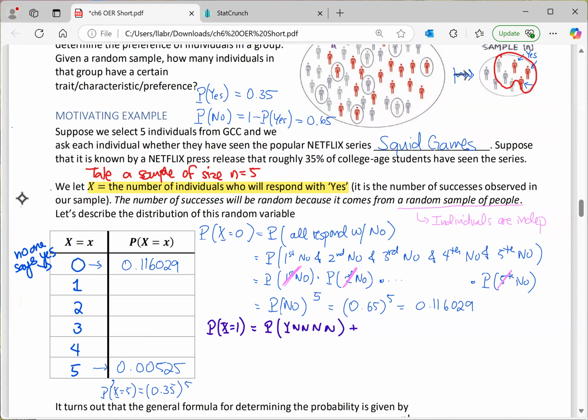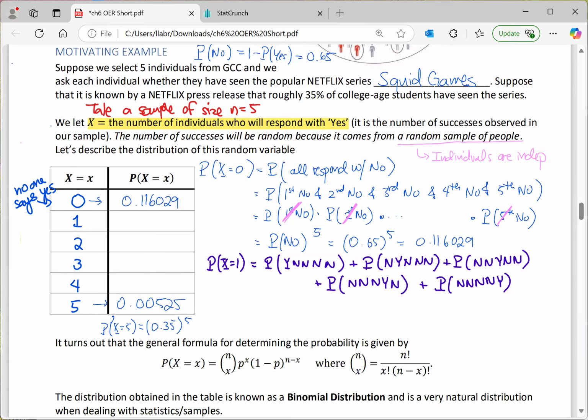Then the other way that this could occur is the second person says yes, so the first one said no, and all of the other ones are no. So the yes is just going to travel downward. And so these are all of the different ways that we can observe one success in this group of 5 individuals. It's actually pretty easy, because if you follow the same logic, there was 1, 2, 3, 4, 5.